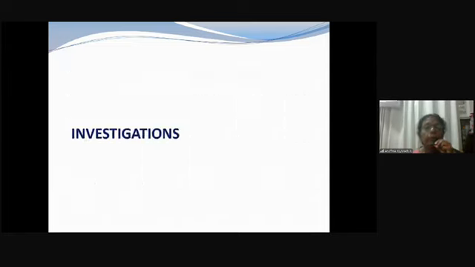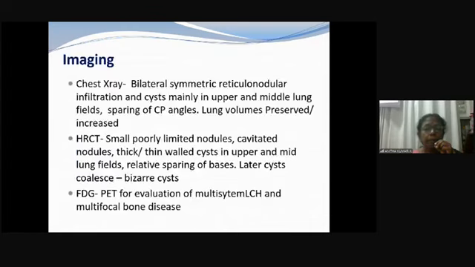Now coming to the investigations for PLCH, the X-ray can show the nodular or cystic lesions sparing the CP angles. HRCT has already been described. And an FDG PET is important for evaluation of multi-system LCH. In fact, you have to do a head-to-foot skeletal radiographic survey, including a dental panoramic radiograph for looking for bone lesions.